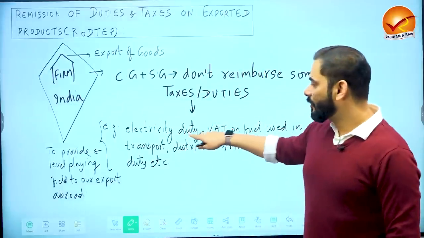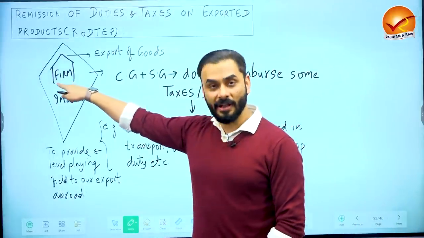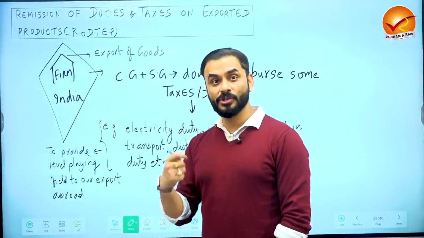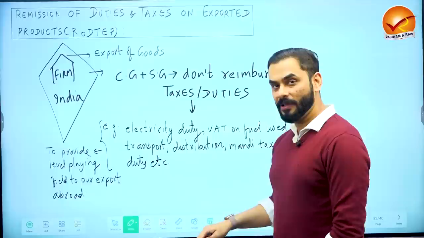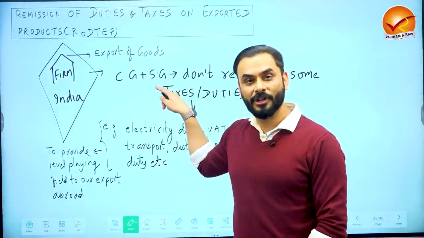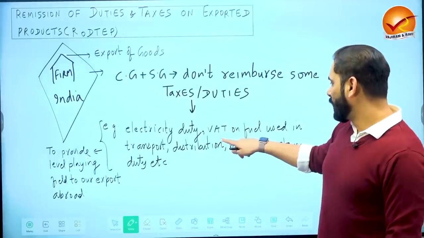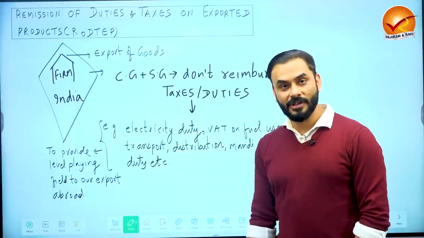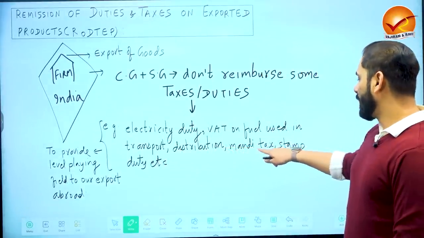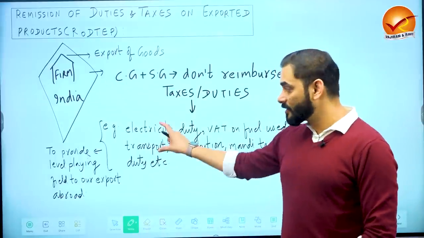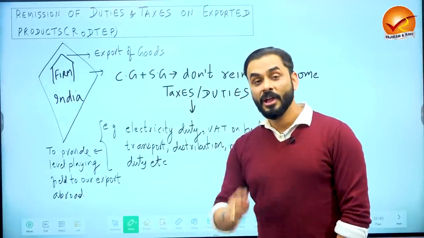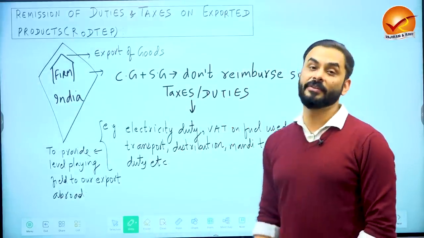Example, electricity duty. So suppose there is a company in India which is manufacturing something, let's say mobile phones. So they use electricity, right? So they pay electricity duty. When they transport their mobile phones using different means of transportation, they have to pay VAT on fuel used in transportation. And what is the fuel they use? Petrol and diesel. On that they pay VAT. Similarly, they pay mandi tax or stamp duty. So these are some of the taxes and duties which are imposed on the exporter and producers in India, which is not reimbursed by central or state government.